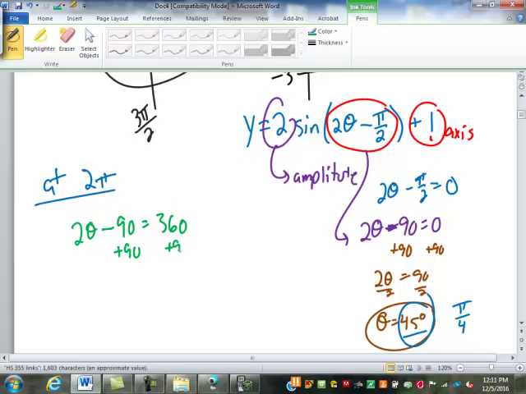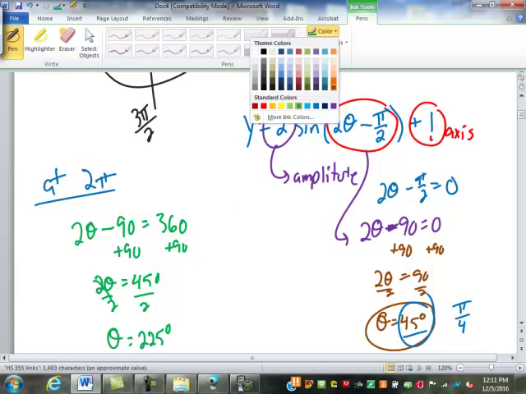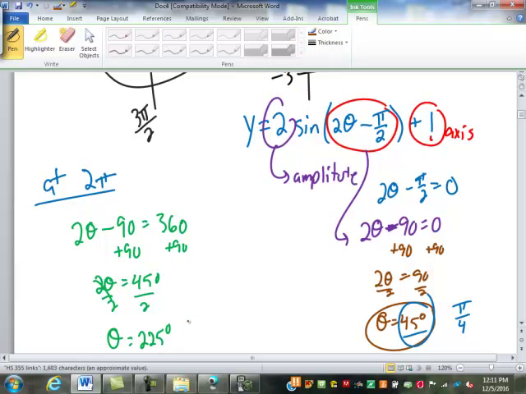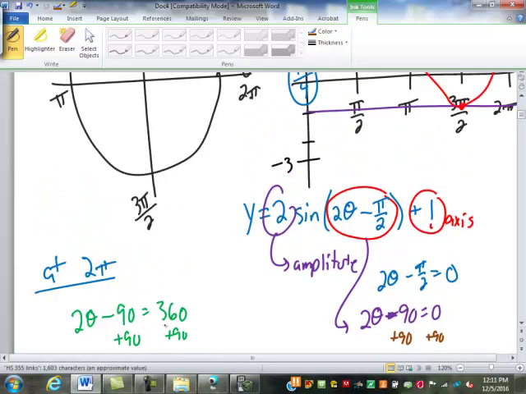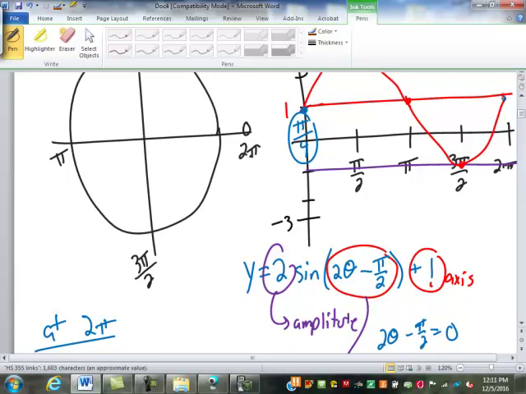Adding 90, 2 theta equals 450. Dividing by 2, theta equals 225 degrees. 225 degrees is, what, 5 pi over 4? If I convert it back. So this is what would normally be 5 pi over 4.